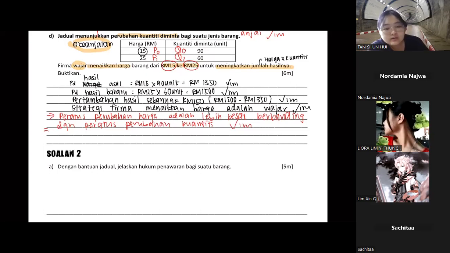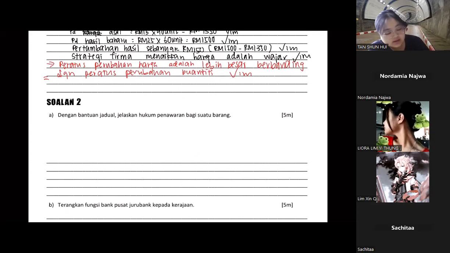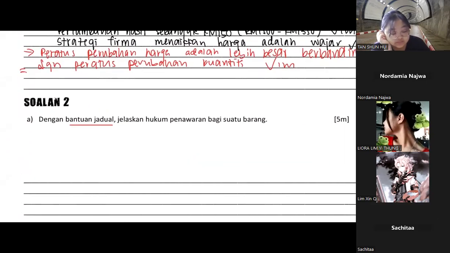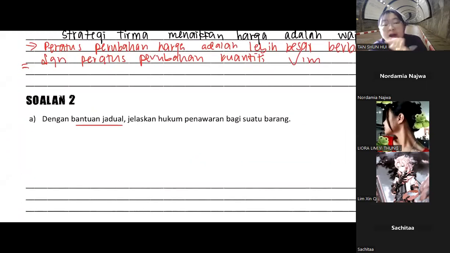Question 2. This one is about 2 questions. They say, with the help of a table, explain the law of supply for a good. Oh, remember, this question they say what? Bantuan jadual. What is jadual? Tables. If they say bantuan graf, then you need to draw a graph. Bantuan jadual, tables. So they want a table to prove supply.